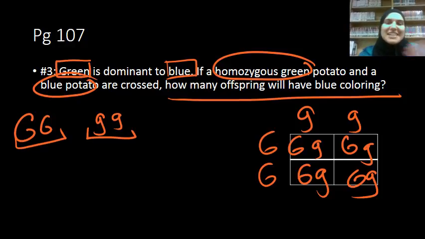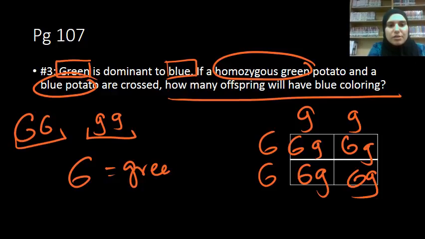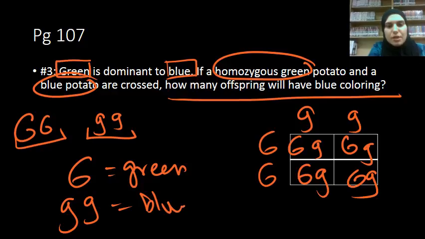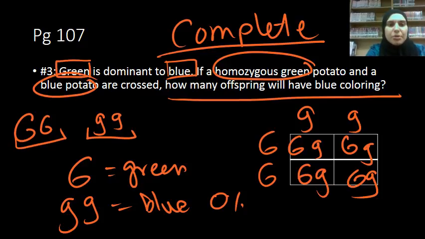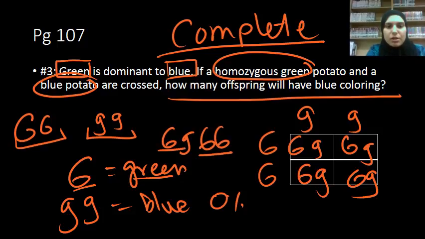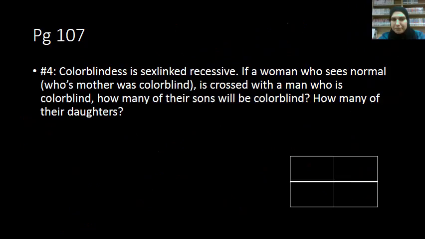Okay, and I see how many are going to be blue, and remember we said that capital is going to be for green, lowercase would be for blue. So since we're looking for the 2 lowercase, that would be 0%. This is an example of complete dominance. Remember, complete dominance means that if it's a capital letter like capital G, it will be green. So even if I have like this, that'd be green. If I have like this, it will be green, okay, because it's completely dominant.